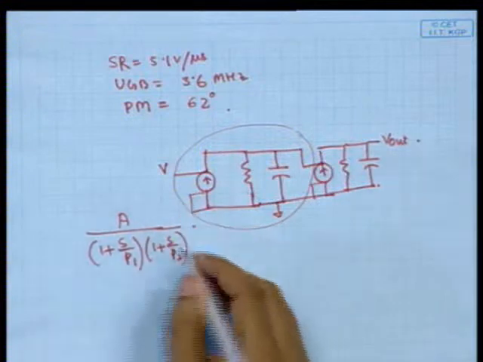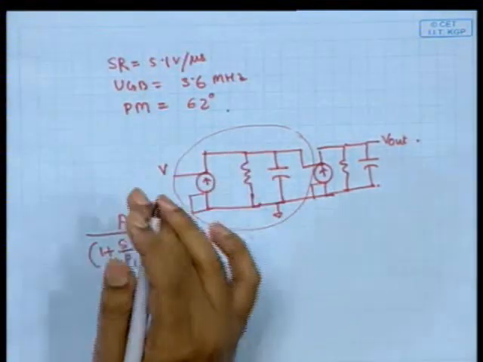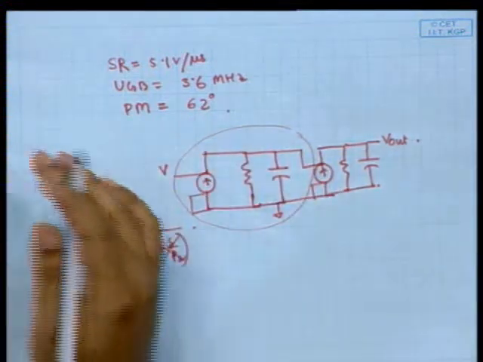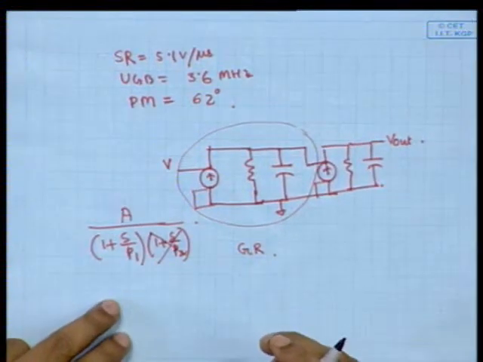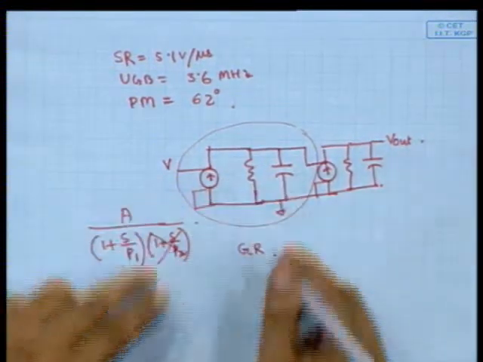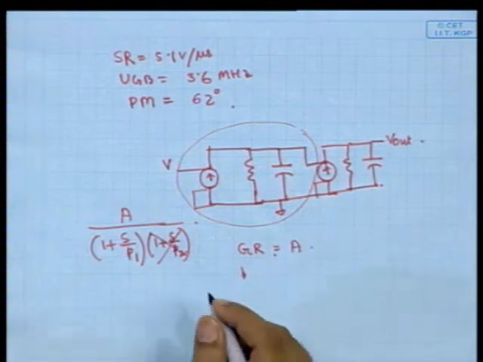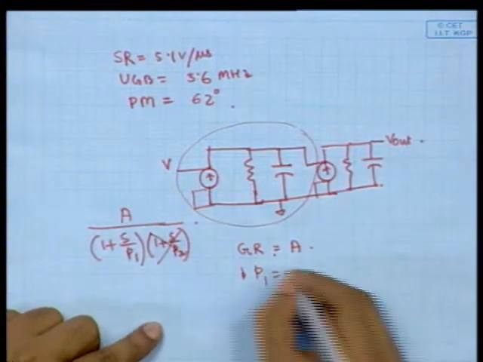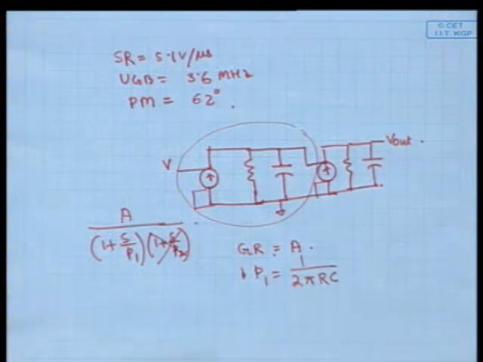What is the thing to consider? Your open loop gain. Another thing is your pole. So what you get from here? Your open loop gain is G multiplied by R, the DC gain, and this is equal to A. And what is the location of the pole? P1 equals 1 by 2π R C.